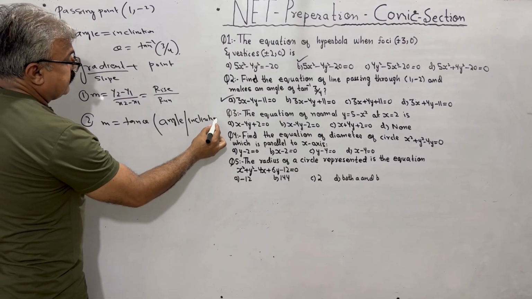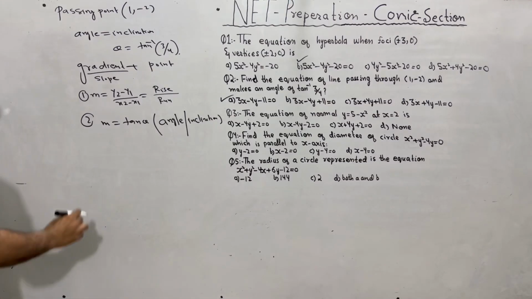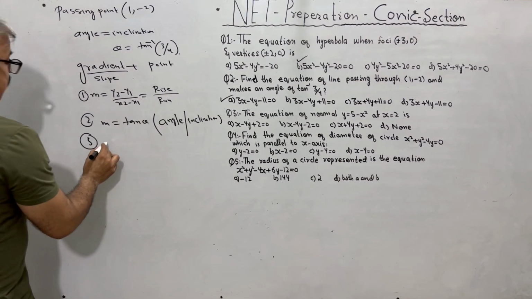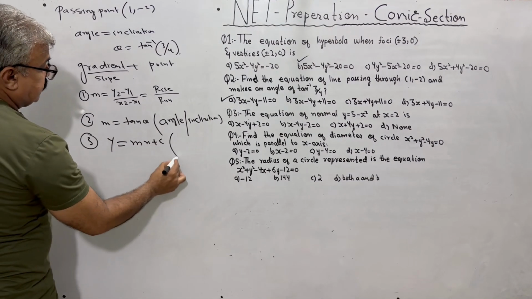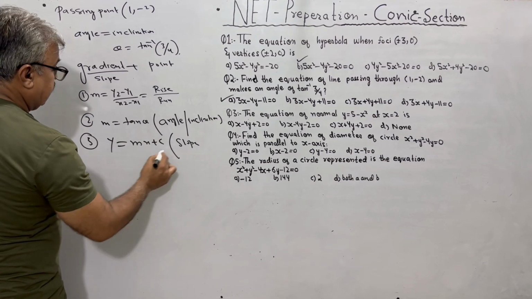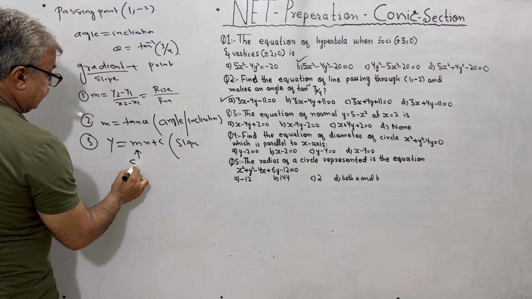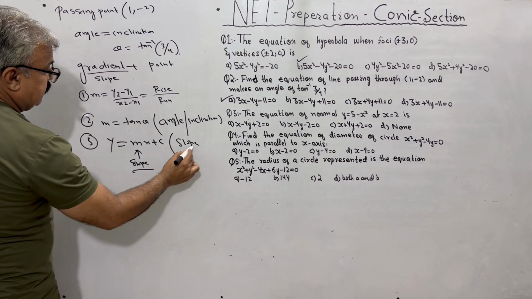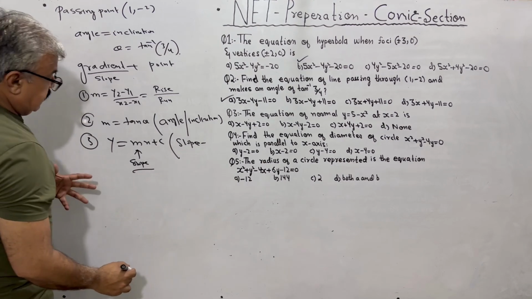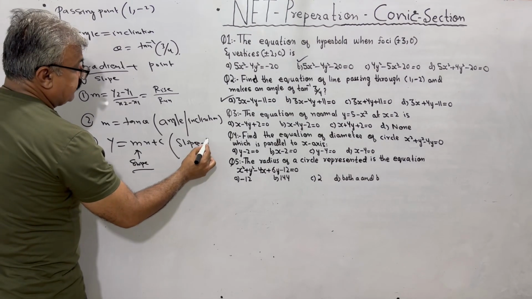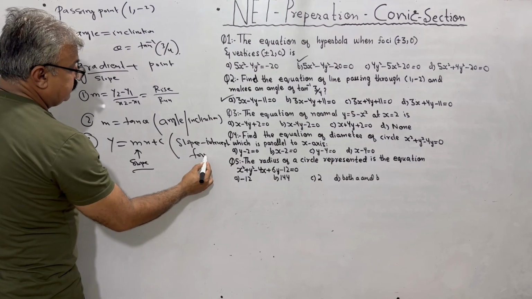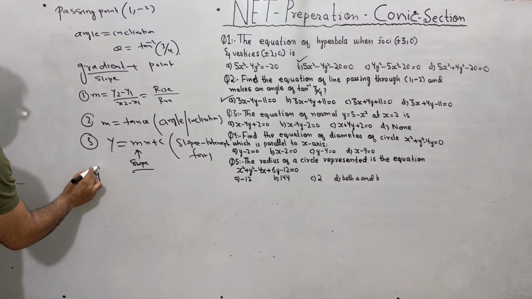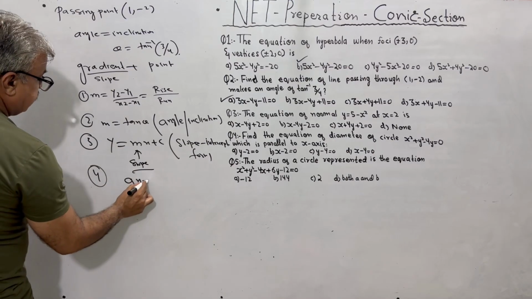Number 3, convert the equation into slope intercept form, y is equal to mx plus c. Slope intercept form, and that's our gradient or slope in that case. Converting the given straight line into slope intercept form. Number 4, or the equation is in general form ax plus by plus c.